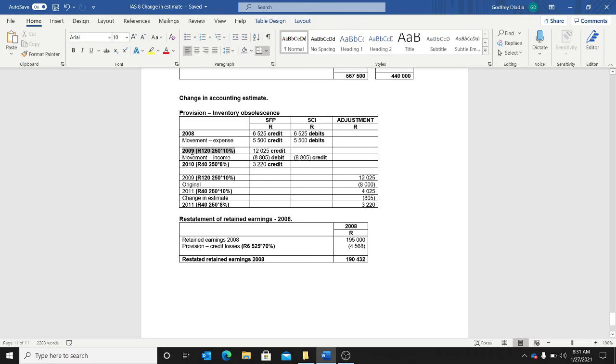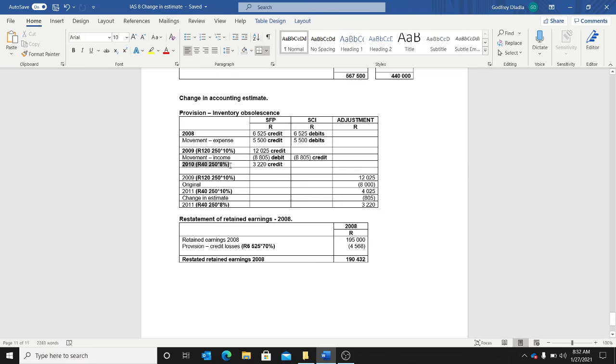Then come 2009, you provide for 10%, which is this one. Now, remember, this amount I'm highlighting is in the balance sheet. It's not in the income statement. So your movement between 2008 and 2009 is this one in the middle. This is the one that goes to the income statement: debit income statement, credit the balance sheet. Okay. Then we come to 2010.